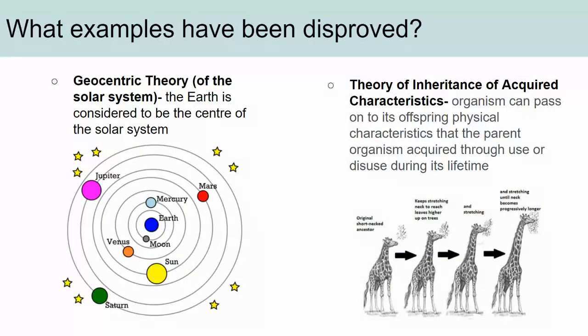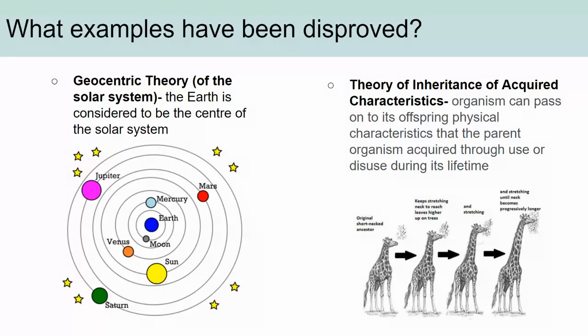So we have 4 examples that we're going to be looking at in this lesson. And the first is the geocentric theory, and it was of the solar system. And the idea was that the Earth was the center of the solar system, and in fact disproving that based on the observations made, to know that, in fact, all planets in our solar system revolve around the sun.